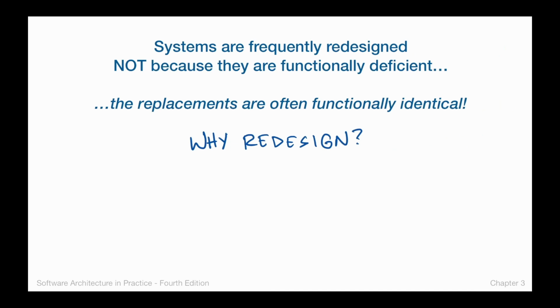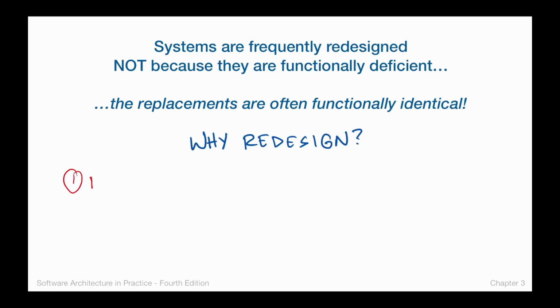When systems are redesigned, it's usually not because they're functionally deficient. If you need to give a system an overhaul, oftentimes the functionality is really pretty much identical. So why would you go about redesigning a system? There's a couple of different common reasons. So let's go through the three most common.